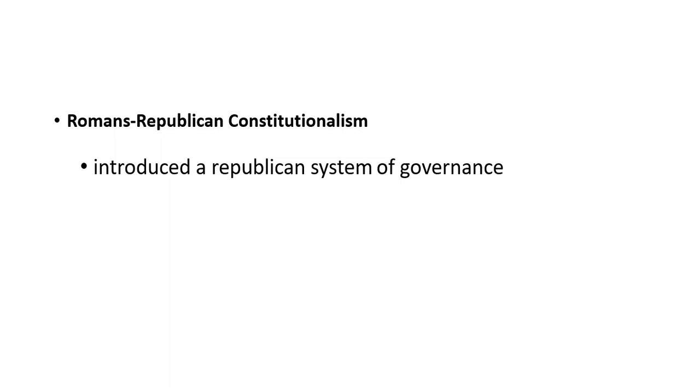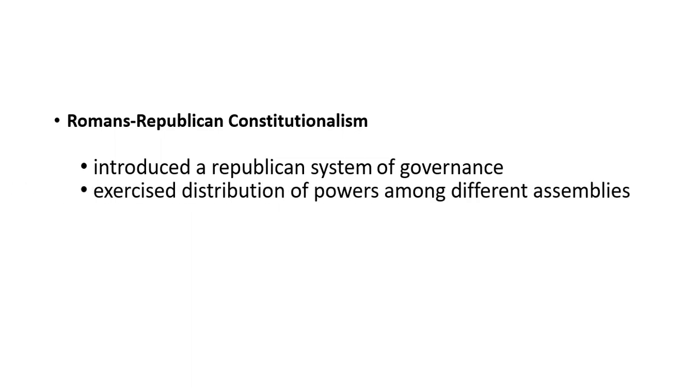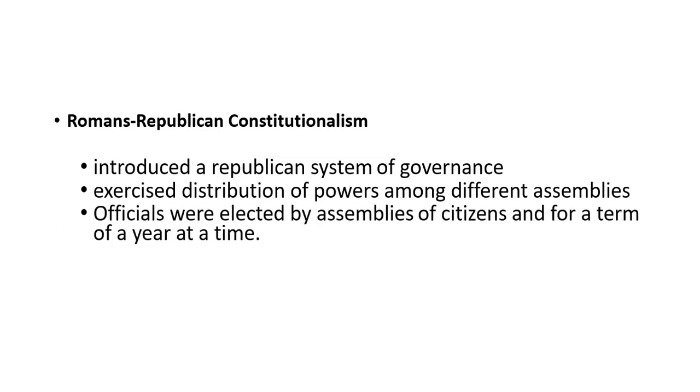Republican constitutionalism was not completely left at the mercy of the citizens and not completely controlled by an absolute monarchy. Romans exercised distribution of power among the different assemblies, which were meant to be complex devices of check and balance on each other's power. Officials were elected by assemblies of the citizens for a term of one year at a time. Thus, republicanism was a form of constitutional supremacy of legitimate officials and bodies for limiting power.